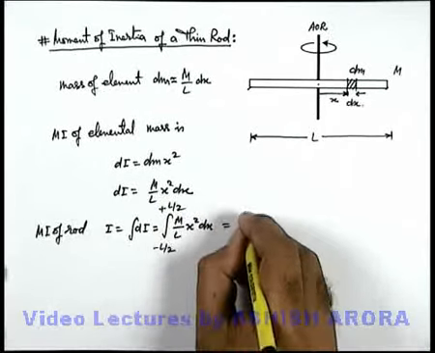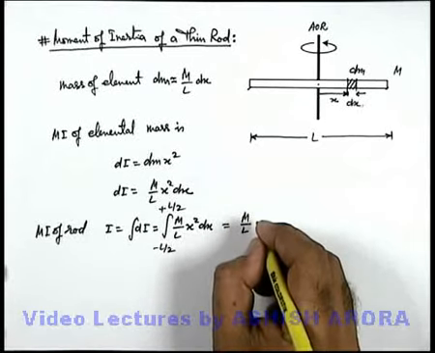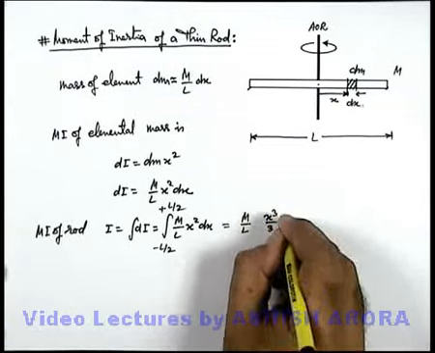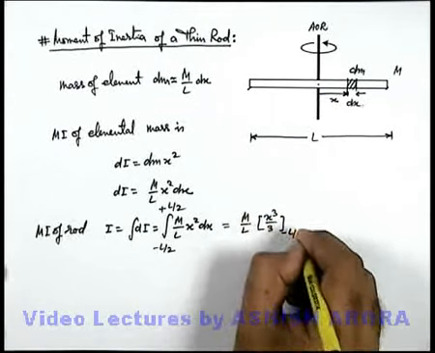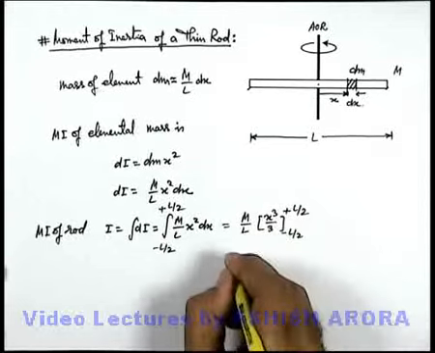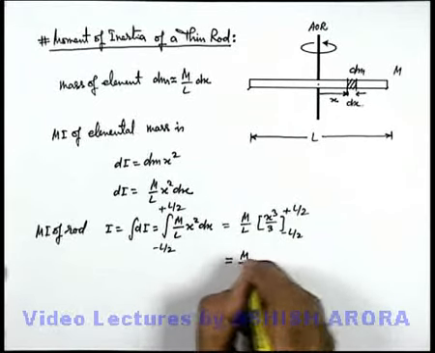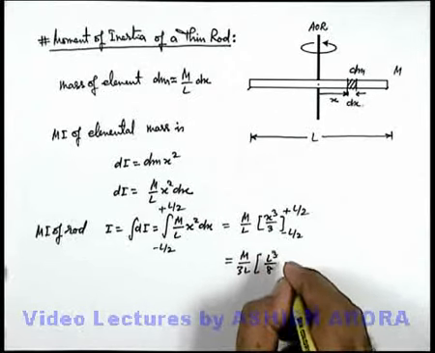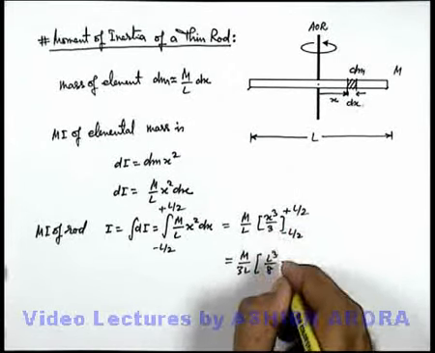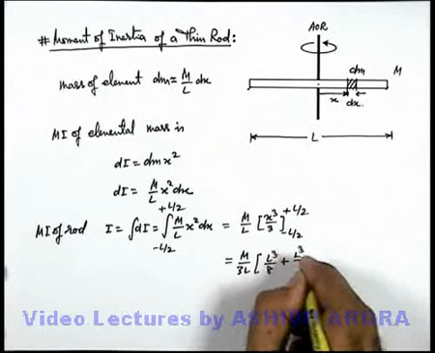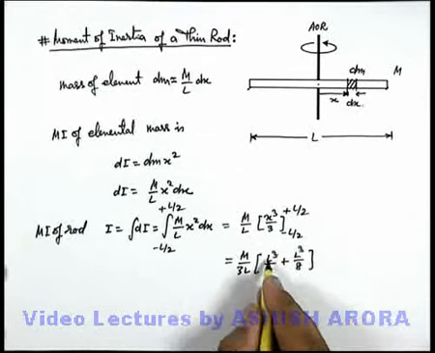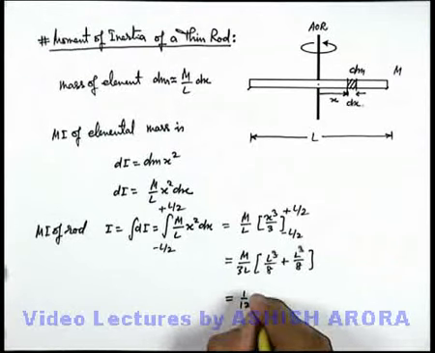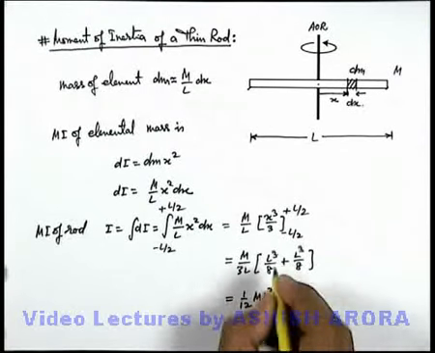So its integration is m by L. Integration of x square is x cube by 3, and we put limits from minus L by 2 to plus L by 2. So this can be written as m by 3L into L cube by 8 minus minus L cube by 8, which will be plus L cube by 8. This will be L cube by 4. So the result can be written as 1 by 12 m L square.